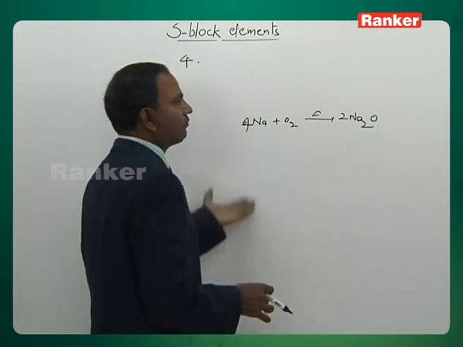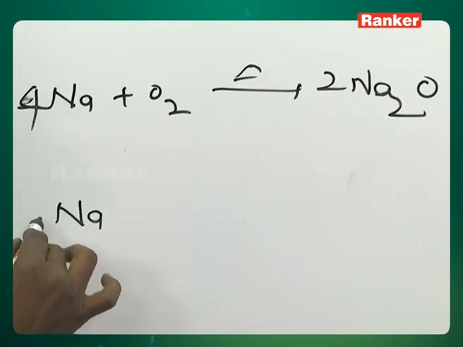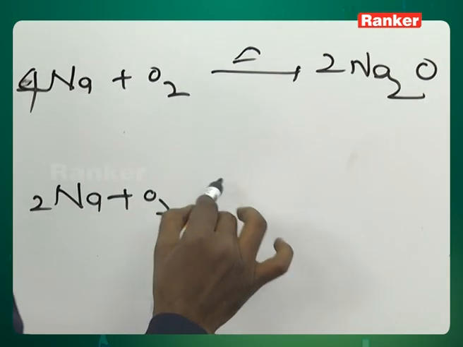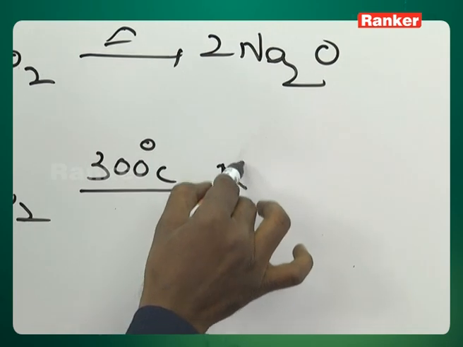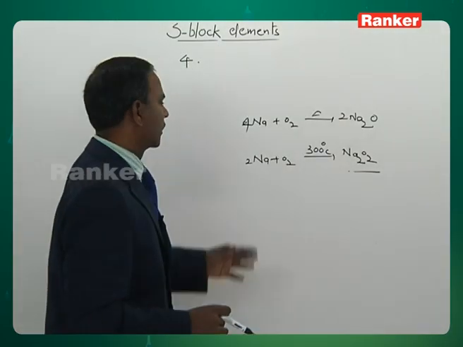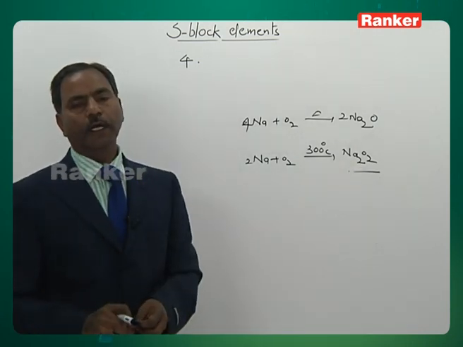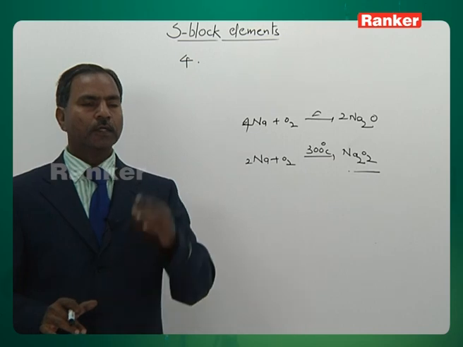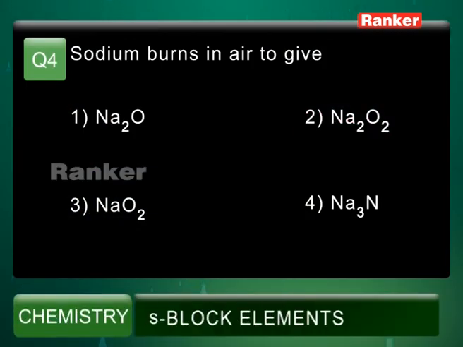On burning in air, this Na2O may be easily converted into sodium peroxide. Take 2Na plus O2 at near about 300 degrees centigrade, burning in air, then there is a possibility of getting Na2O2 at higher temperature. So sodium burns in air to give sodium peroxide as the main product. Therefore, the answer is 2.